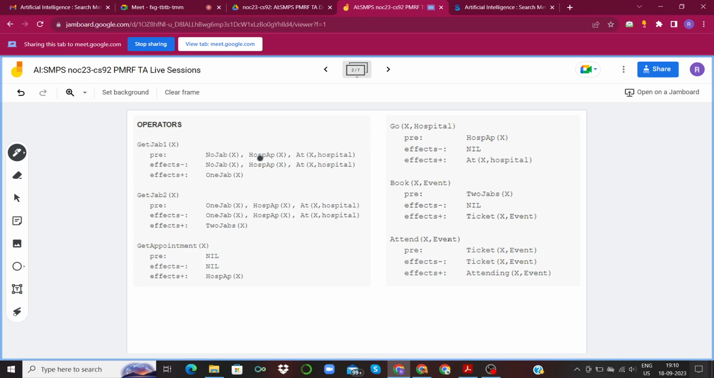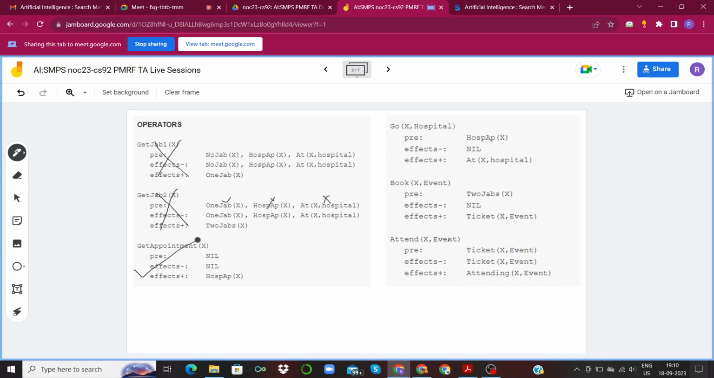Okay, so get jab 1 is not applicable because no jab Anisa, hospital appointment Anisa and at Anisa, hospital is not given to us. Get jab 2 is also not applicable because although we are given 1 jab Anisa, we are not given hospital appointment Anisa or at Anisa, hospital, right? So only one of the preconditions is satisfied, only this one. These 2 are not satisfied. So we cannot apply get jab 2 Anisa as well.